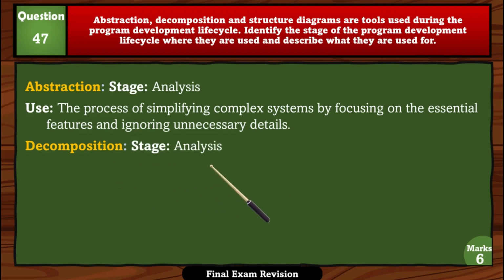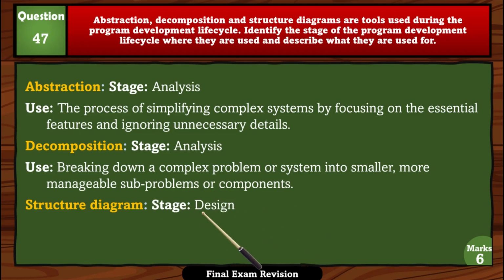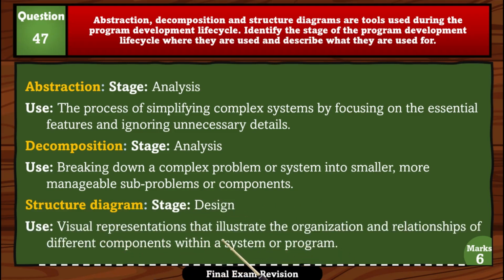Decomposition is also used in analysis stage. Decomposition is used to break down a complex problem or system into smaller, more manageable sub-problems or components. Structure diagram is used in design stage. It's a visual representation that illustrates the organization and relationship of different components within a system or program.